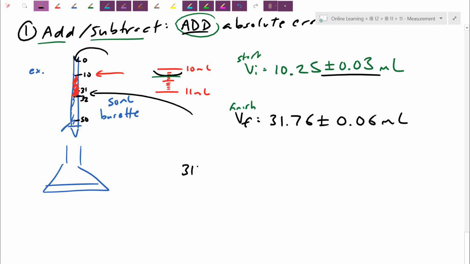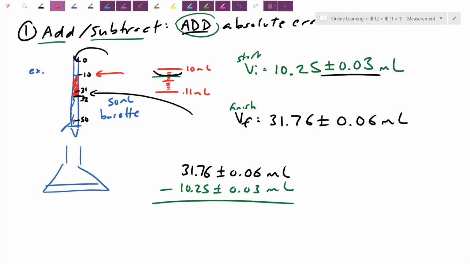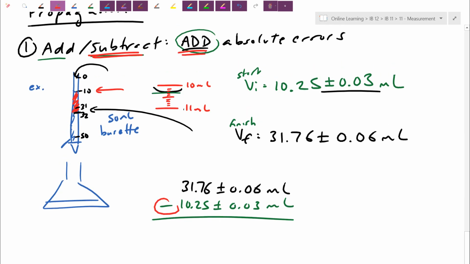If I take 31.76, which it says right now, and we're reading it upside down, the 31 and 32, so 31.1, 0.2, that idea. 31.76 plus or minus 0.06. We're going to minus off our first reading. That difference should then give me how much solution you've tossed in. 10.25 plus or minus 0.03, also in milliliters. Notice my operator here is minus, but we are not subtracting absolute errors, we're actually going to add errors. Errors are going to get bigger.